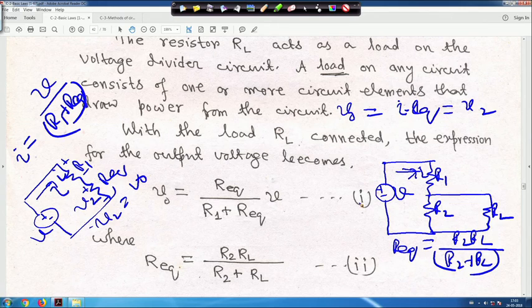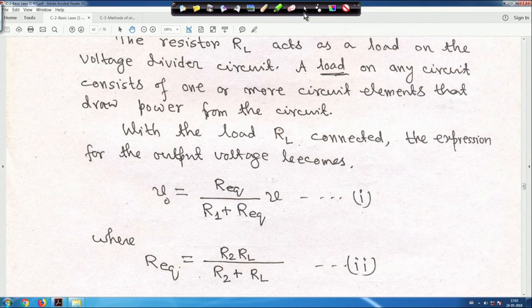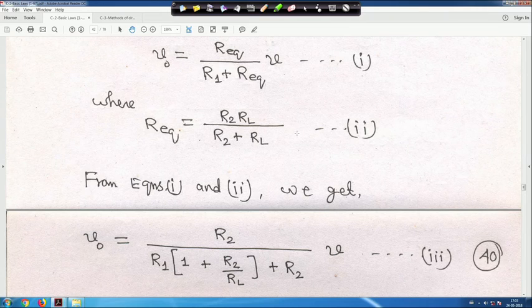Hope you have understood, because the write-up is more. I am making it here, hope things are understandable to you, right. Where Req is equal to, I just derived for you, R2 RL upon R2 plus RL; how it comes, I have told you. So, this is equation 2. Let me clean it, all right.